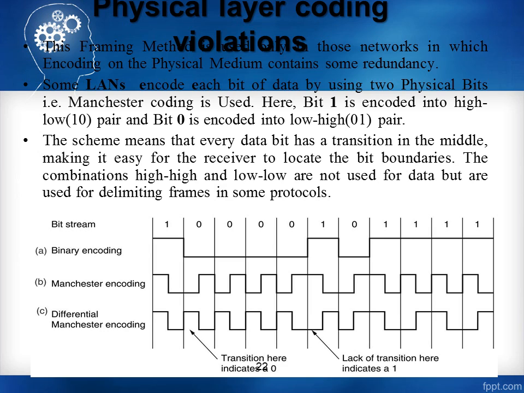Next, coming to physical coding violation. In this, the bit stream has to be forwarded from source to destination, and we are going to represent this bit stream in a binary encoding format, where whenever a 1 occurs there is a rise in the signal, and when a 0 occurs there is a drop in the signal. Again, we are going to use a Manchester encoding mechanism. The combinations high-high and low-low are not used, but high to low and low to high are used for 1 and 0.